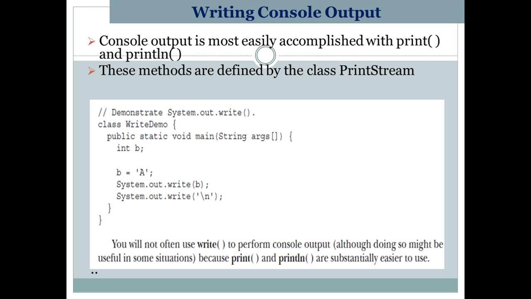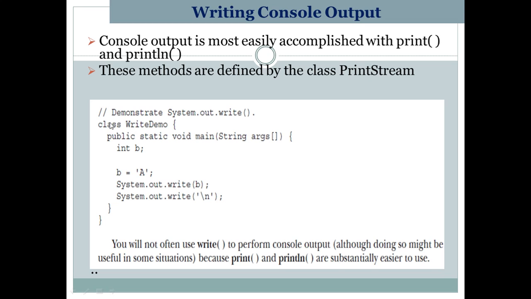So what is the difference between print and println? If I write public void print(int i), then it prints the specified integer value and the cursor stays on the same line. But if I write println with int i, then it prints the specified int value and terminates the line, and the cursor goes to the next line. This is one example for PrintStream. All these methods are defined under the PrintStream.